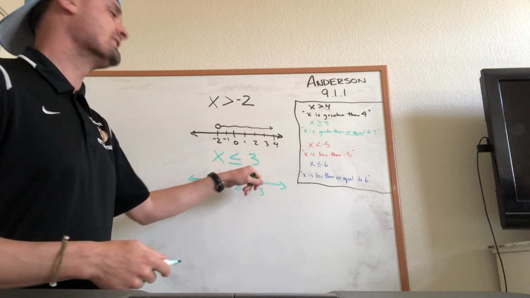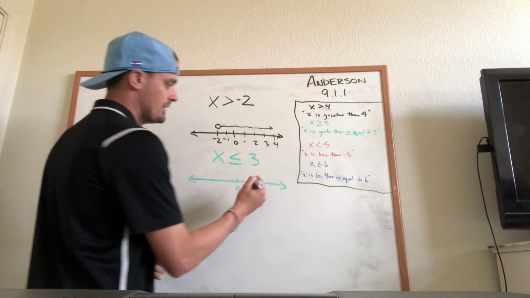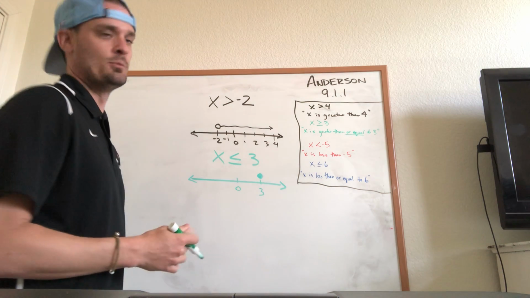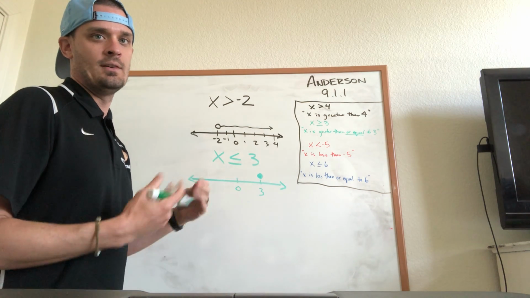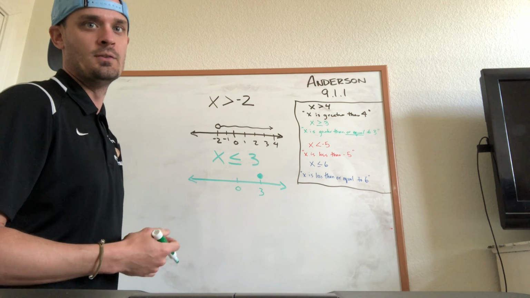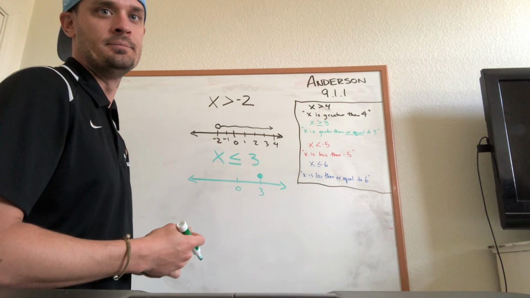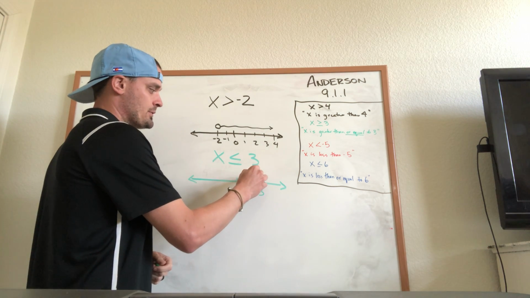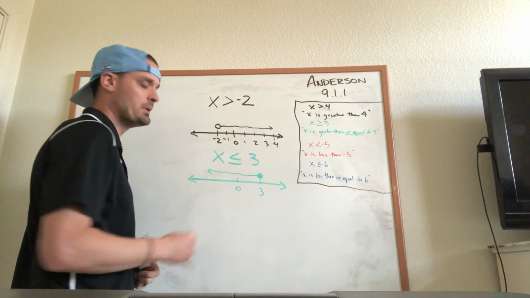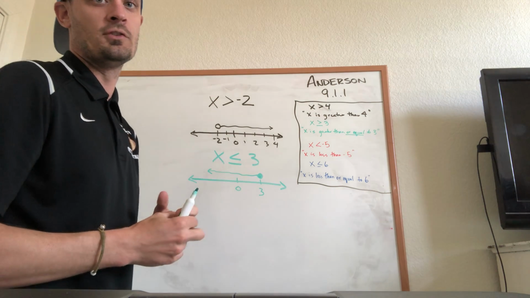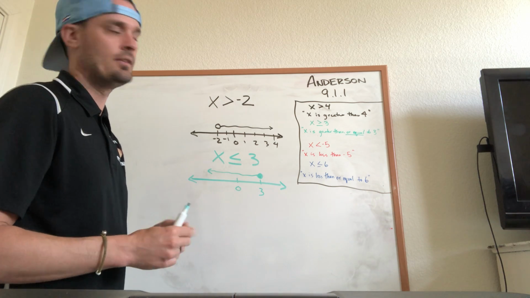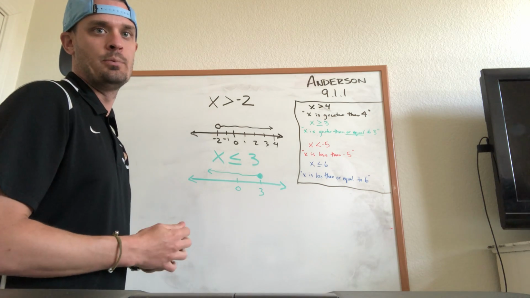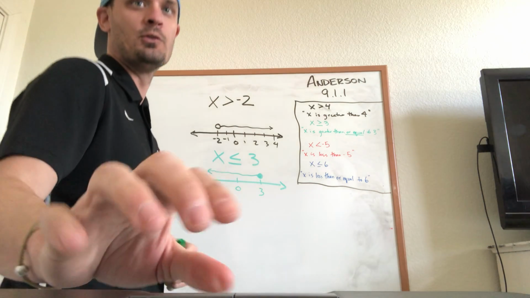So if x is less than or equal to 3, 3 is our point. We're going to use a closed circle now, because we are including that point. So we're including the point 3, so we want to use our closed circle. And now all the points that are less than 3 would be going to the left. So we can draw a squiggly line and go from there. Pretty straightforward for the most part.